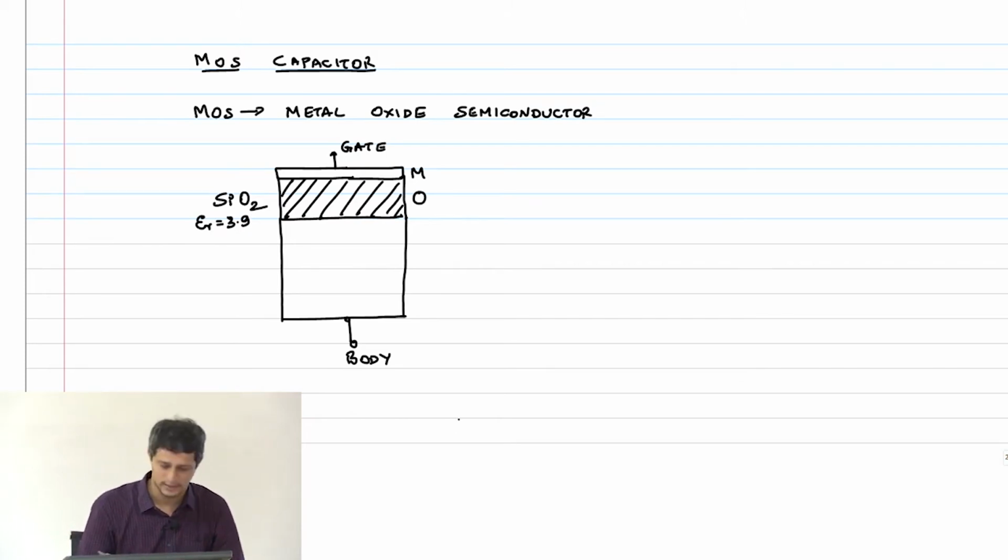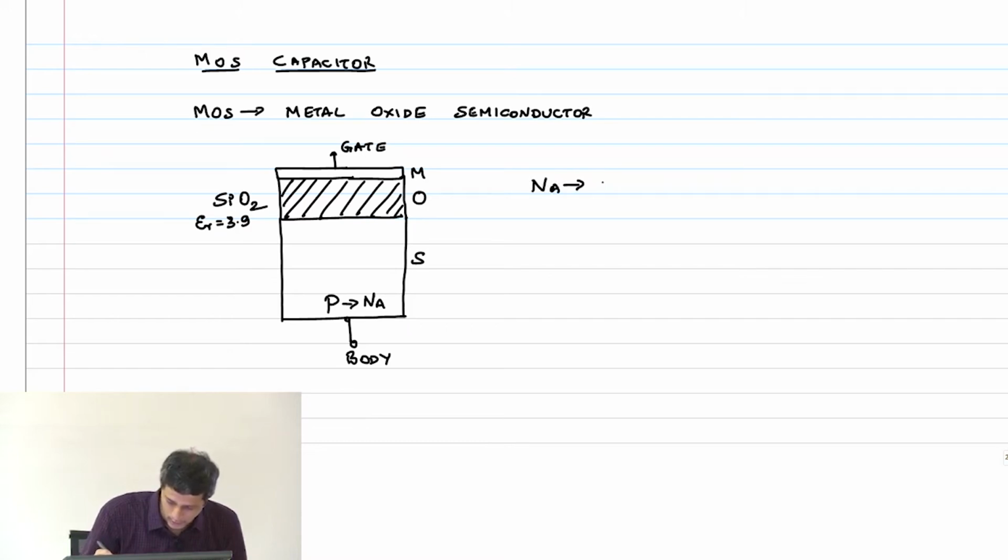Now this is the semiconductor, MOS. The semiconductor can either be p-type or n-type. If I dope it with boron, I get a p-type semiconductor. If I dope it with phosphorus, I get an n-type semiconductor. So let's consider the case of a p-type semiconductor, which means I have an acceptor concentration of Na, the boron concentration.